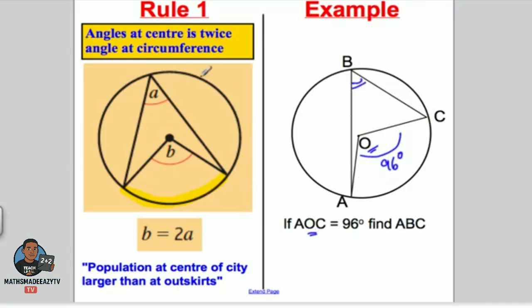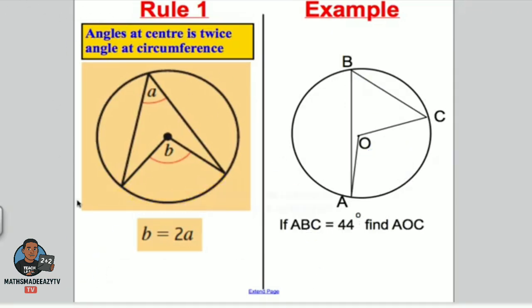So remembering that angle at the center is twice the angle at the circumference, that means we are going to divide 96 by 2, which will give us 48 degrees. Easy. Remember, angle at the center is twice the angle at the circumference. So if the question was tweaked to be, if ABC is 44 degrees, then the angle AOC will be twice the angle at the circumference, which makes 44 multiplied by 2, so we have 88 degrees.